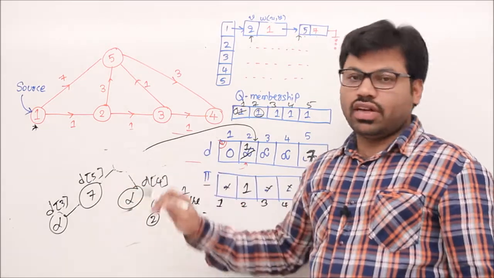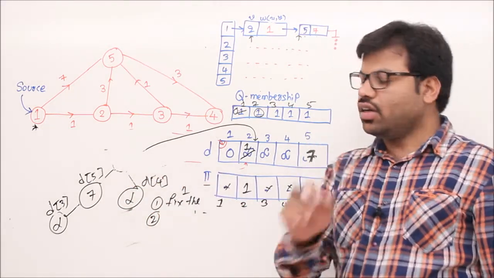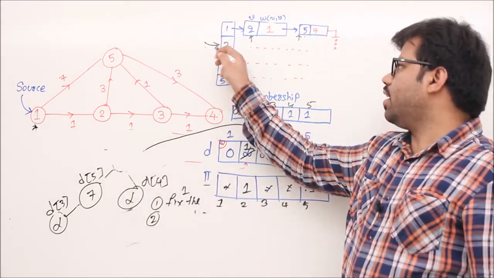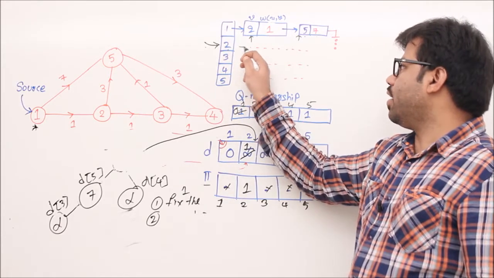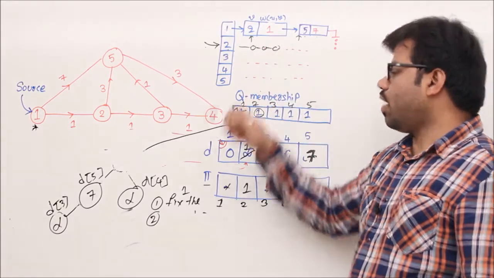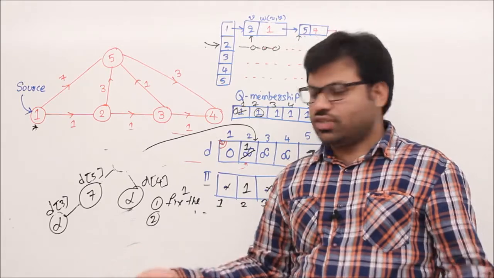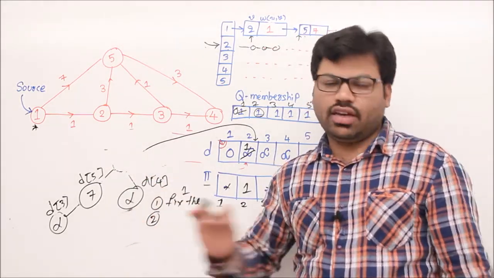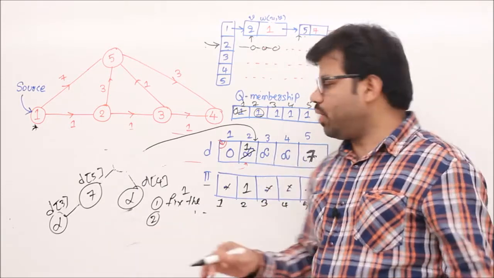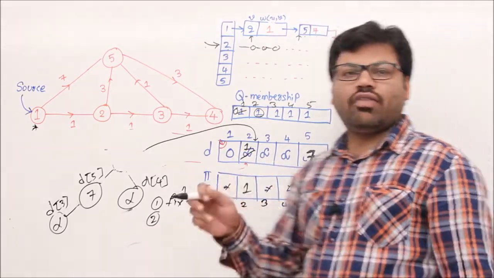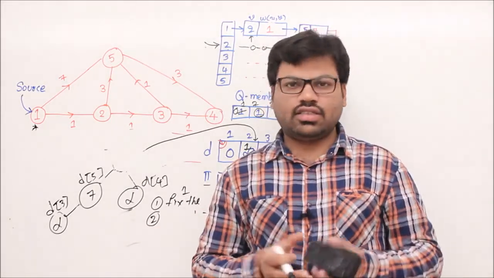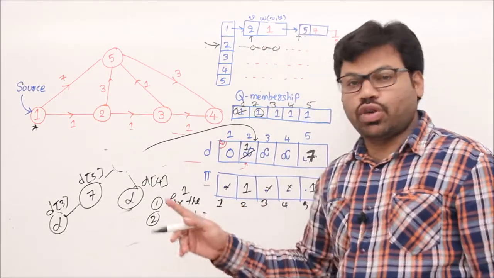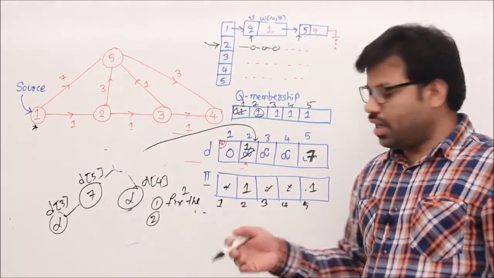Delete the element now, relax; this time the value is 2, right? Go to the adjacency list directly, this 2, and relax all the edges. After that, maybe another vertex will be picked up from the heap, again relax it. In that way every vertex will be relaxed. Then the Dijkstra algorithm will be completed. This D array is going to have all the shortest distances. That's it. This pi array is going to have all the parents.